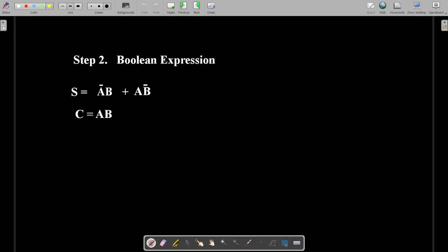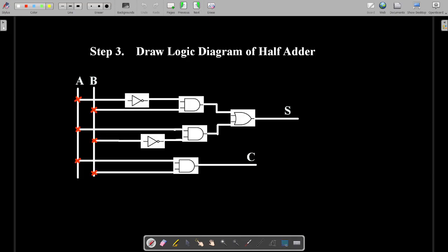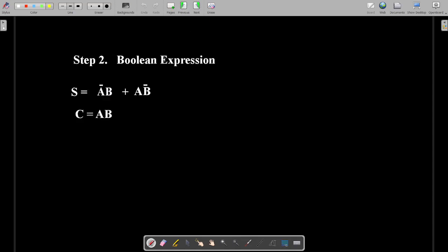Once you get this Boolean expression, we can go for the next step, that is the third step. We know the third step is drawing the logical diagram. So we'll see how we are going to draw this. For that we have two inputs, A and B. You name them as A and B, and for each and every input you draw one line. So we have two lines. From the two lines we can go for this logical diagram.